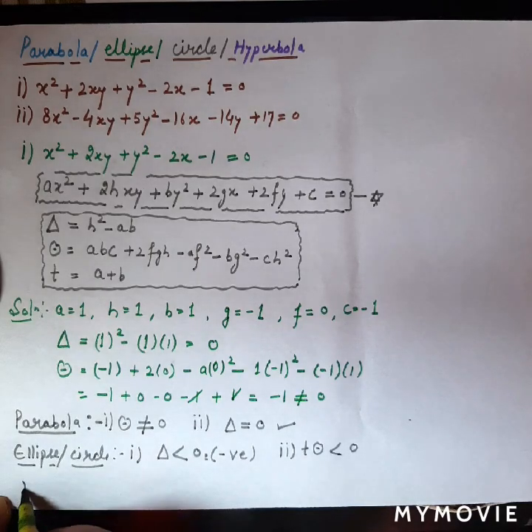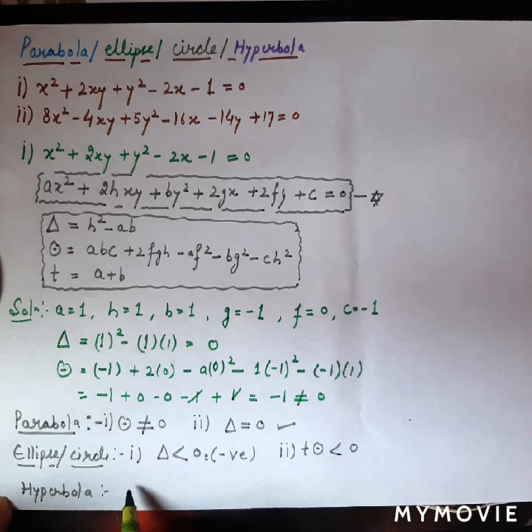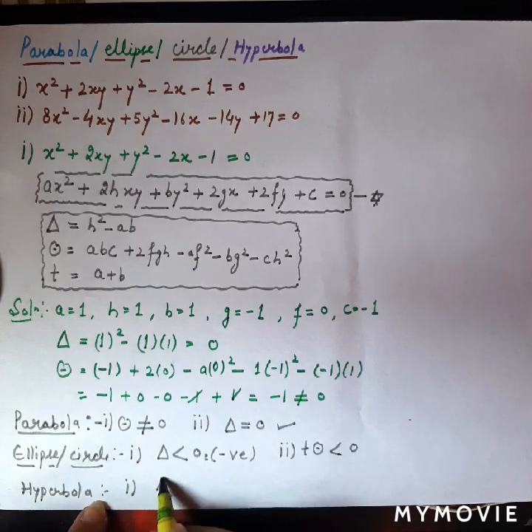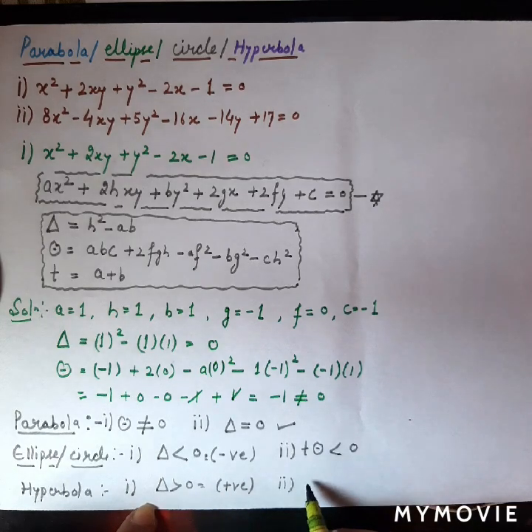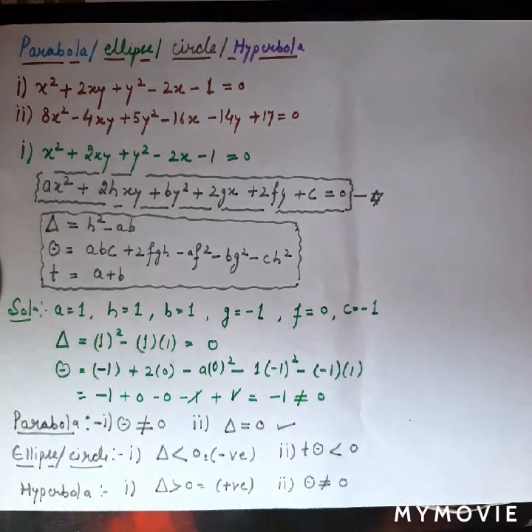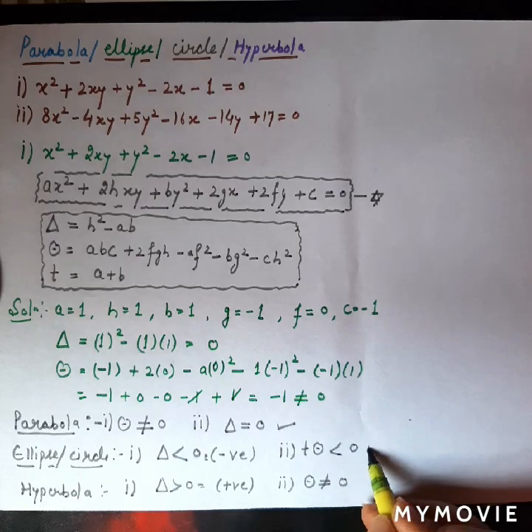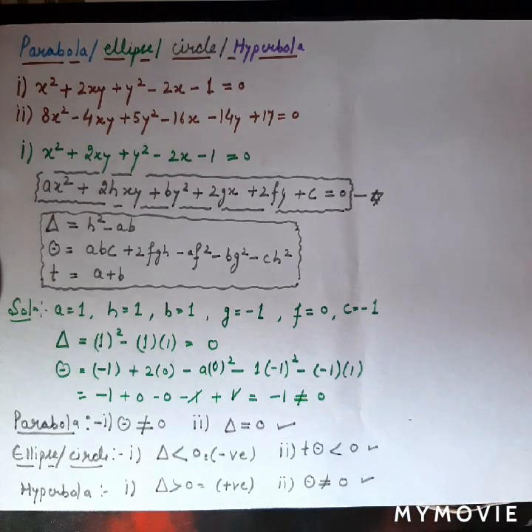So the last one we are left with is hyperbola. For hyperbola we have conditions like delta should be greater than 0, meaning it will have a positive value, and second, phi should not be equal to 0, right? So these are the conditions you have to remember, and only then you will be able to find out whether your equation is an equation of a hyperbola, ellipse, or parabola.